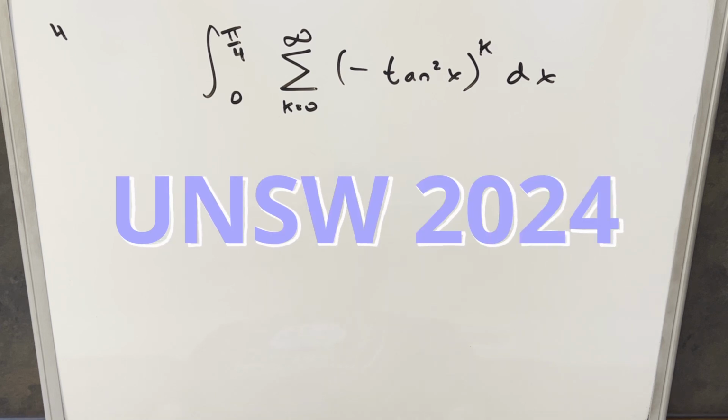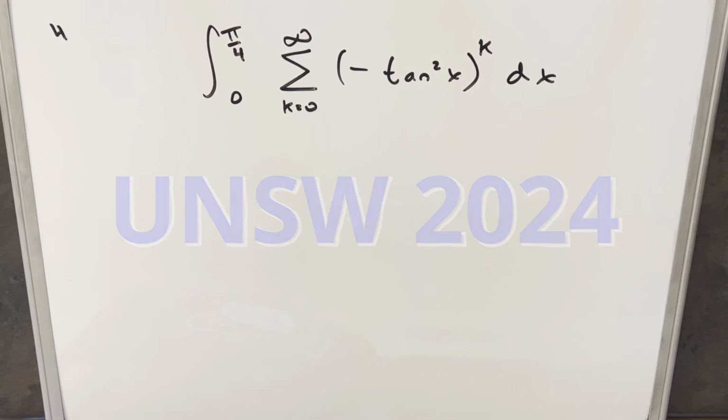Okay, we have here today a good one from the UNSW Integration Bee 2024, problem 4. We have the integral from 0 to pi over 4, the sum from 0 to infinity of (minus tan squared x) to the k, dx.